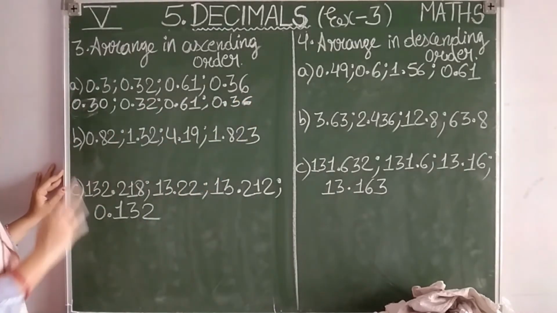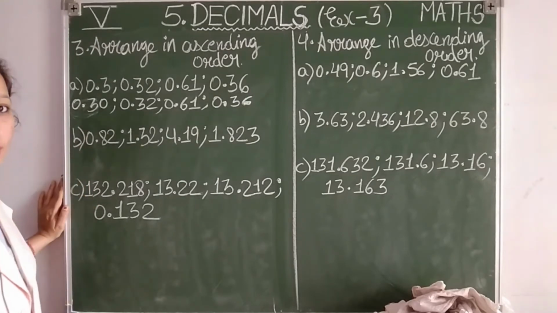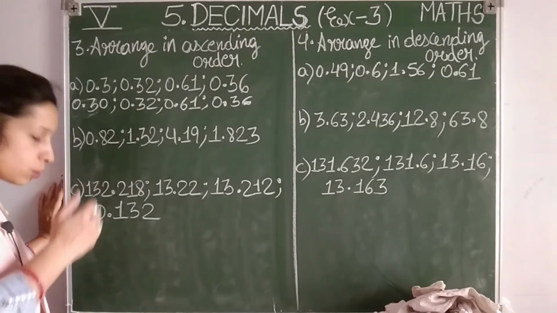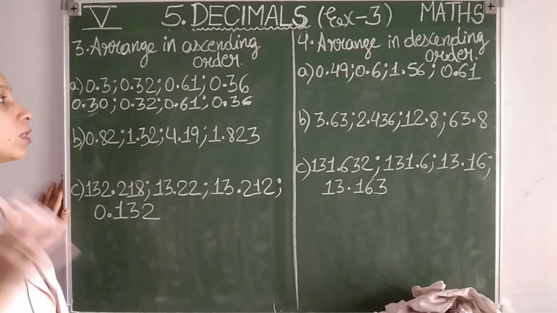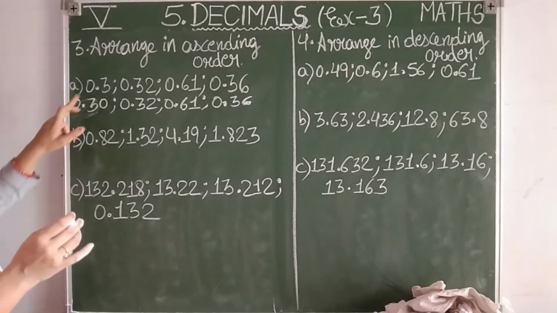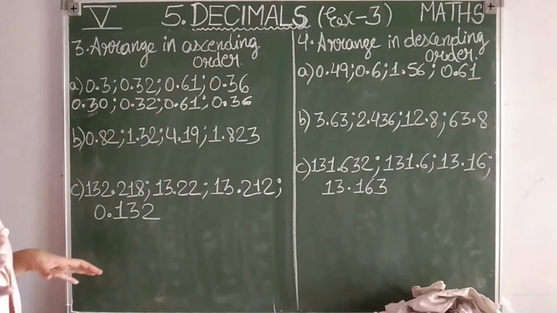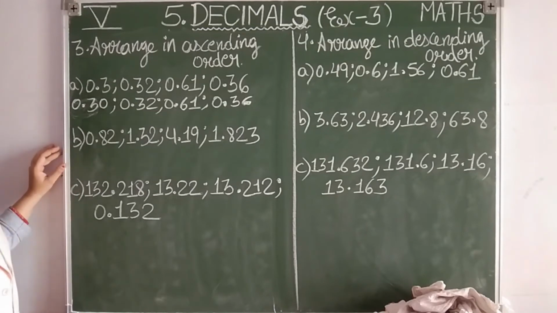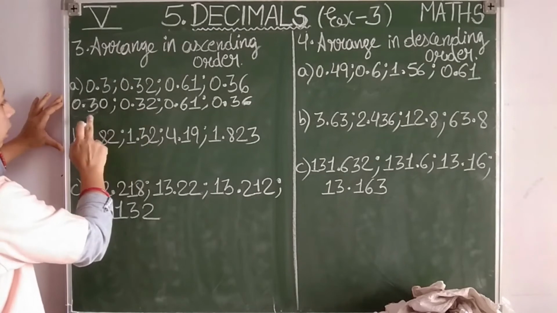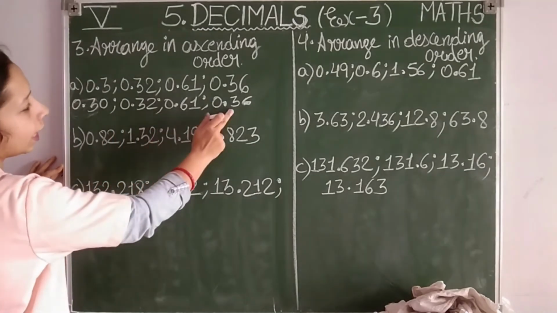Now see the whole number place, students. Ascending order means how to write: smallest to greatest. So first we have to look for the smallest decimal number. Check the whole number with the smallest digit, students. 0, 0, 0, 0. In all the whole numbers only 0 is there, so we can't decide. Now let us move to the tenths place, students. Here it is 3, here it is 2, here it is 6, here it is 3 again.